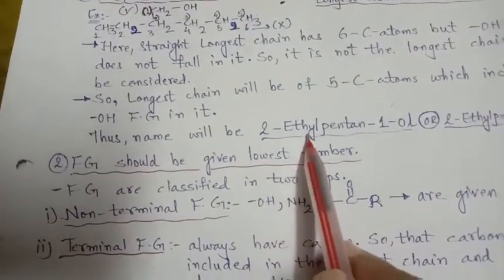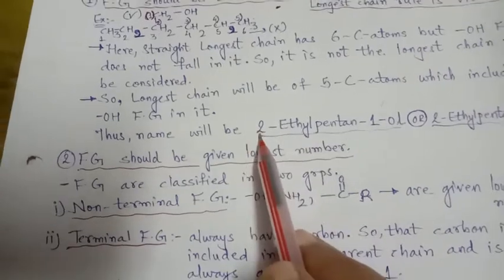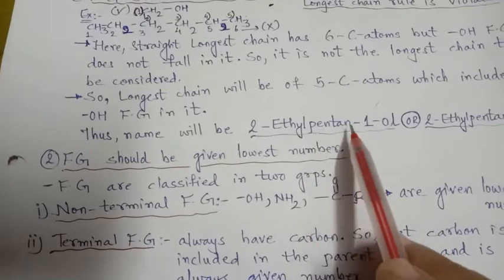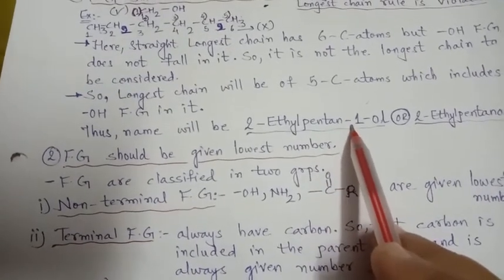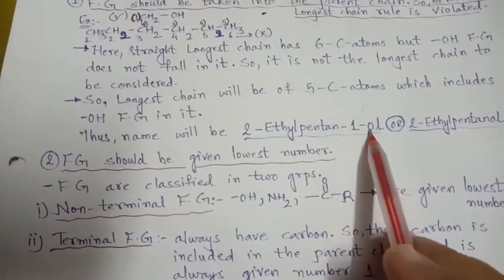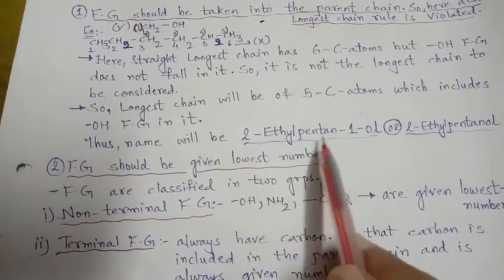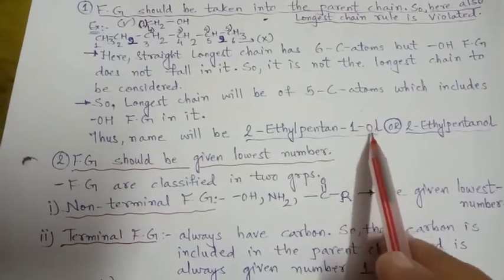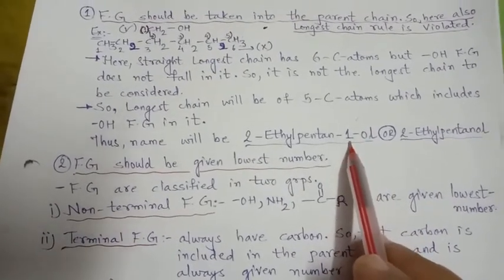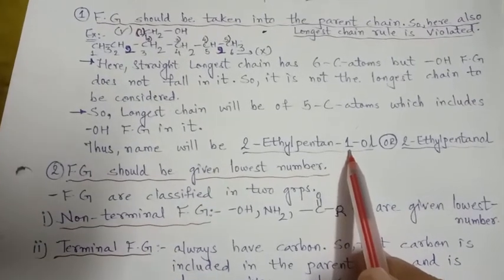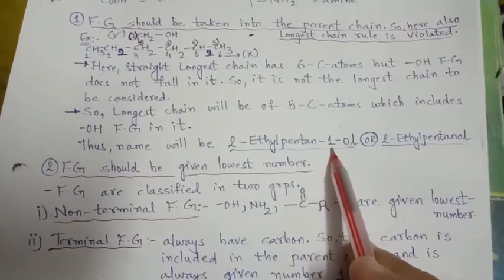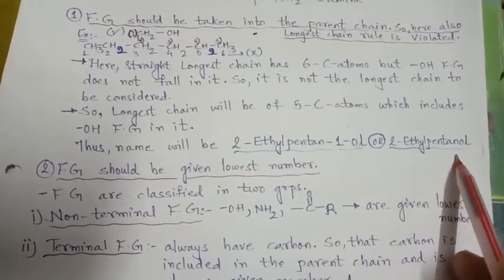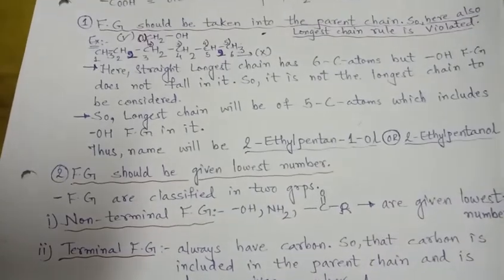2-ethyl, second carbon ethyl group. So 2-ethyl, total 5 carbon. So the parent chain is pentane. The E will be cancelled because the alcohol group is attached on the first carbon. So 2-ethylpentan-1-ol. Now when the functional group is on the first carbon, and if we do not mention number 1, then also it is understood that it is on the first carbon. So if you write like this, 2-ethylpentanol, as I told yesterday, it is also correct.